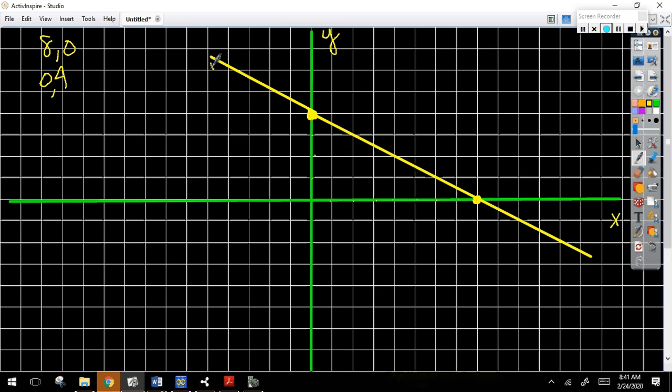Connect them. Put your arrows on the end so we know it goes on forever, and there's your line graph. So that is the line. I forgot what our equation was. 2x plus 4y equals 16.